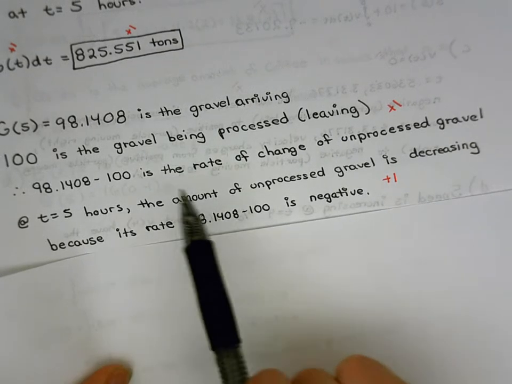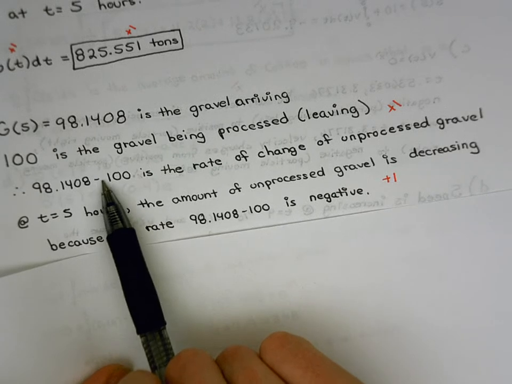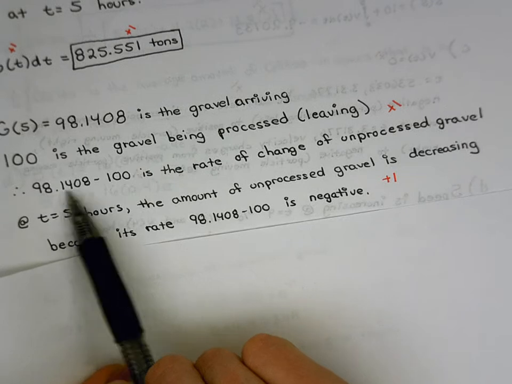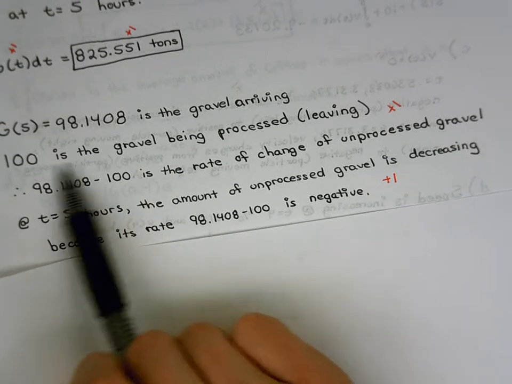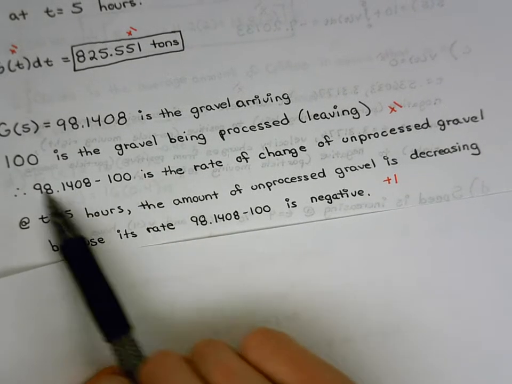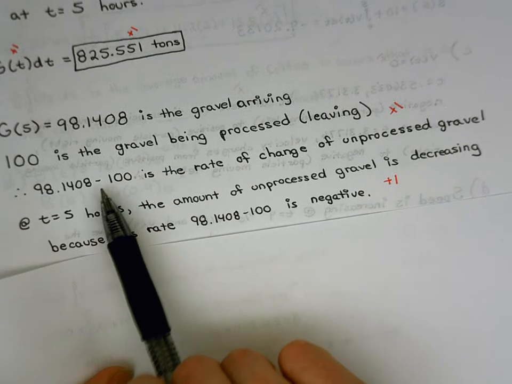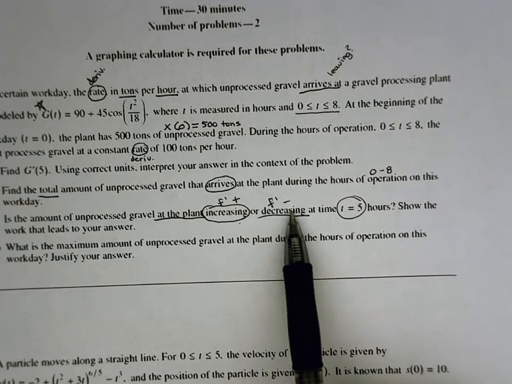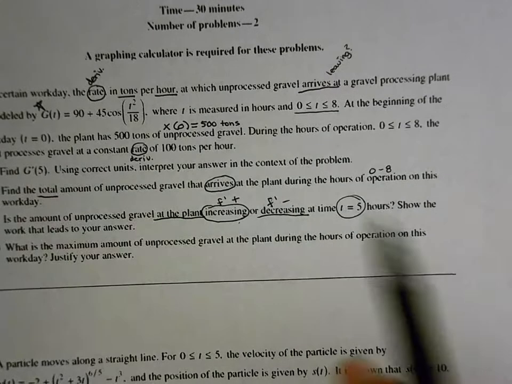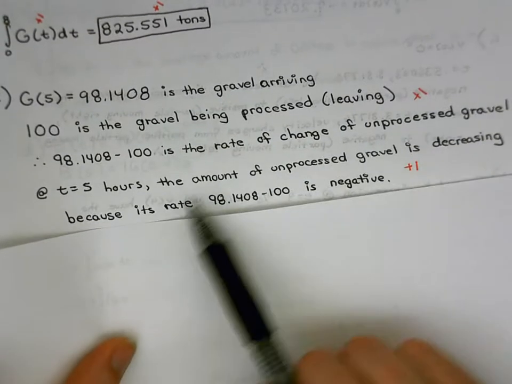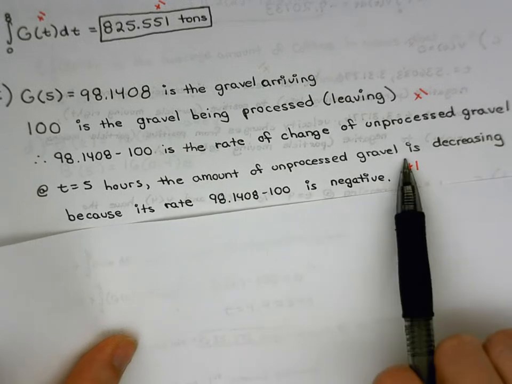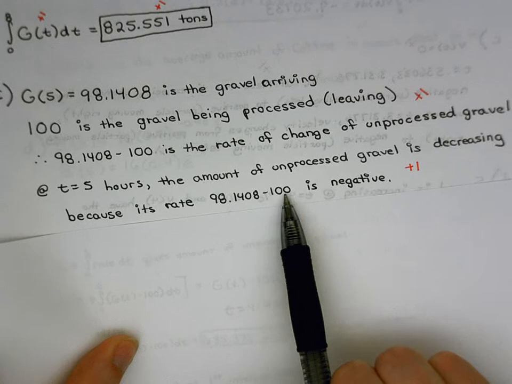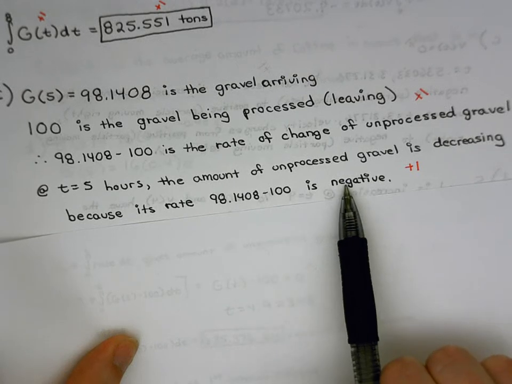Notice here, because this subtraction is negative, because the amount arriving is less than the amount leaving, that means the derivative, the rate at the plant, is going to be a negative number. And because my derivative's negative, the amount of unprocessed gravel at the plant is decreasing. Right? And so that's what I wrote here. The amount of unprocessed gravel is decreasing because its rate, 98.1408 minus 100, is negative. Right? My conclusion here.